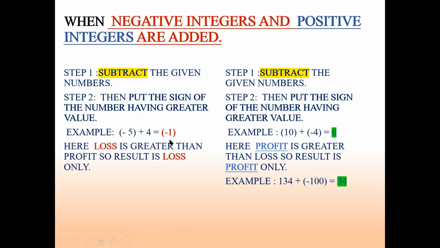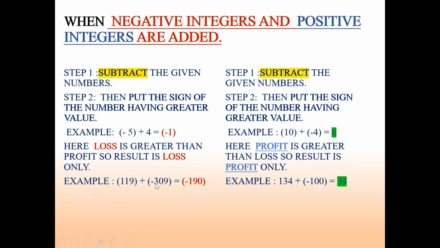Let's see another example. 119 rupees was my profit, but I lost 309 rupees, because the minus sign tells me that it is a loss. And here, this is the profit. As I can see, I have faced more loss than profit, so my result will always be a loss only.